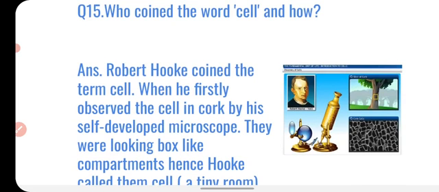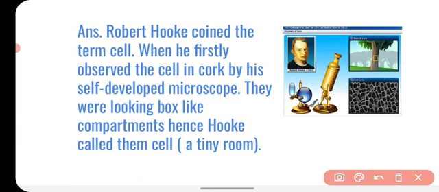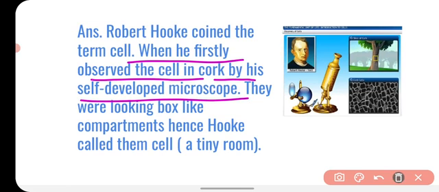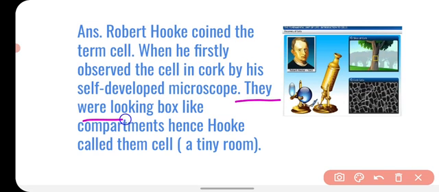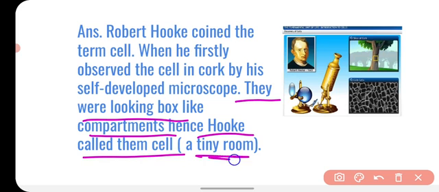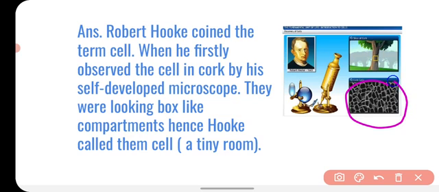Next question is, who coined the word cell and how? So you know that Robert Hooke was the scientist who coined the term cell. When he first observed the cells in cork by his self-developed microscope, these cells were looking like box-like compartments, hence Hooke called them cell, a tiny room. He saw the cells under his microscope and found them like tiny boxes, tiny room like structures, hence they call it cell, because cell means a tiny room.